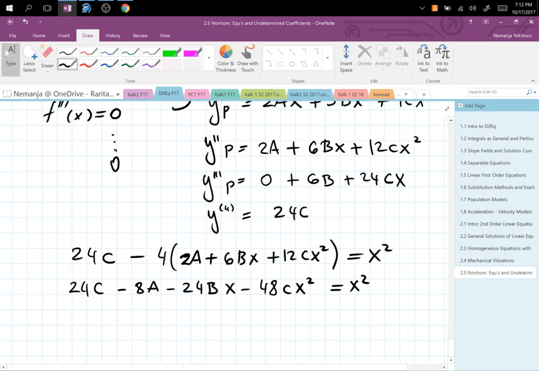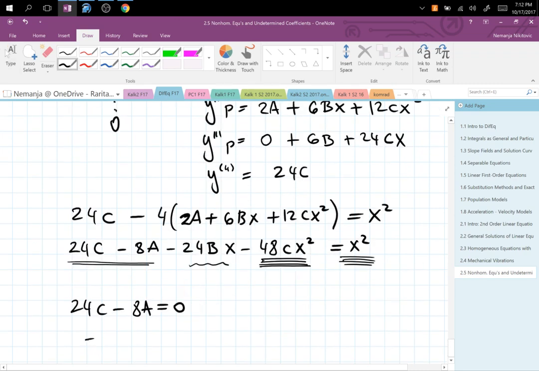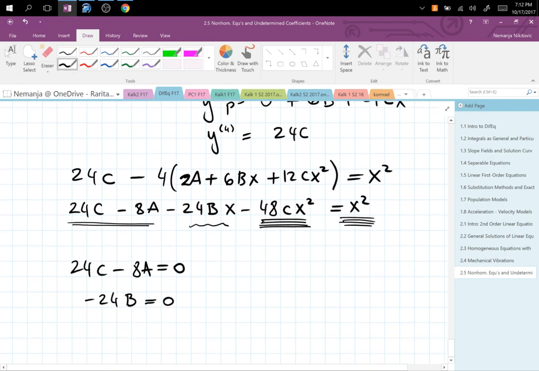All right, so we found now this is the constant term, this is the x term, this is the x squared term, which matches this one. The rest are equal to 0. So 24c minus 8a is equal to 0. Negative 24b is equal to 0. And negative 48c is equal to 1. C is equal to negative 1 over 48.